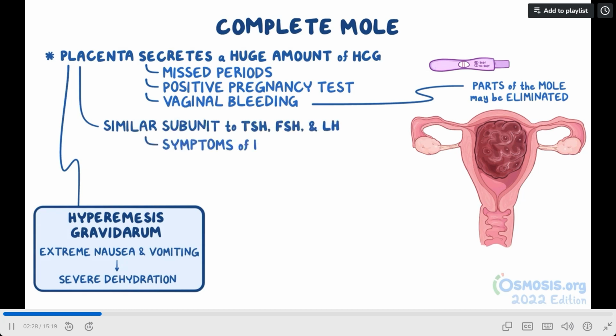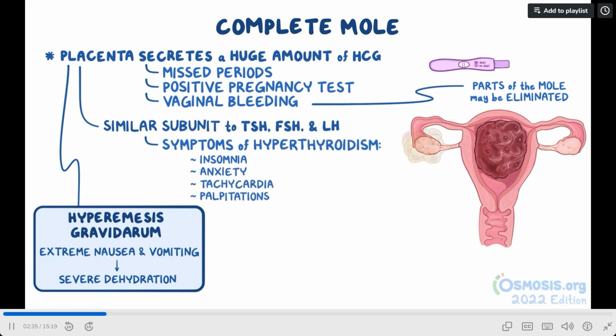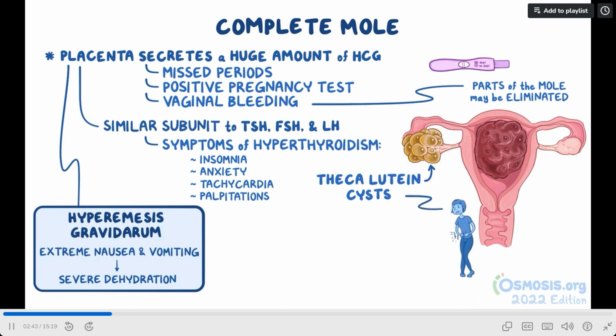This causes symptoms of hyperthyroidism, like insomnia, anxiety, tachycardia, and palpitations, as well as the formation of thecal lutein cysts on the ovaries, which can cause adnexal mass symptoms like pain or pressure on the affected side. Finally, since the mole grows much faster than a normal pregnancy would, a physical examination shows a uterus that's too big for gestational age.